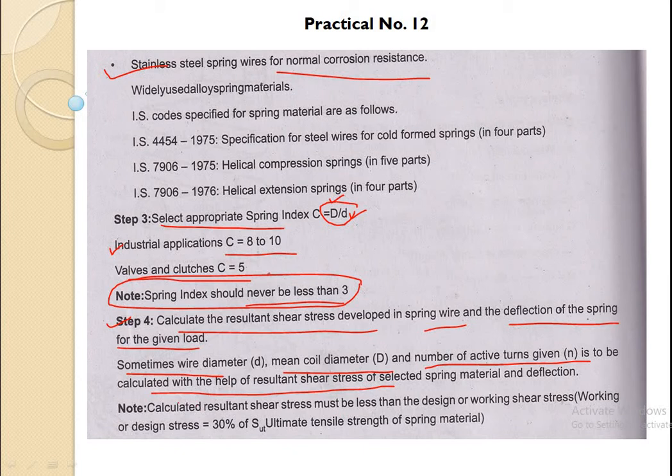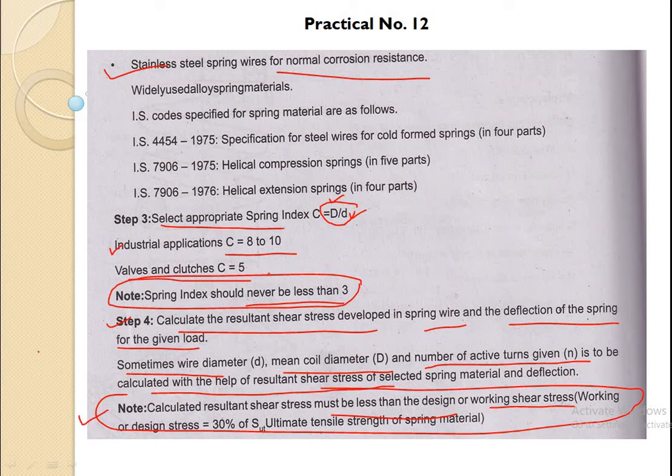Now while designing the spring on the basis of the load stress equation, this one note is important, that the calculated resultant shear stress must be less than the working stress. Now design stress is equal to 30% of SUT, that is the ultimate tensile strength of the spring material. Means the calculated resultant stress should be within 30% of the ultimate tensile strength of the spring material. We have to use this equation, design stress, for the designing of the material.